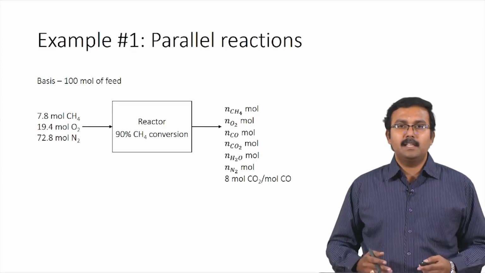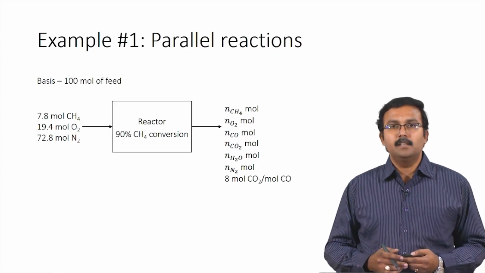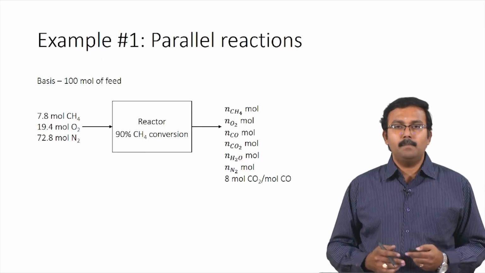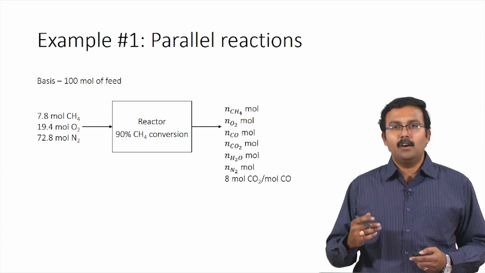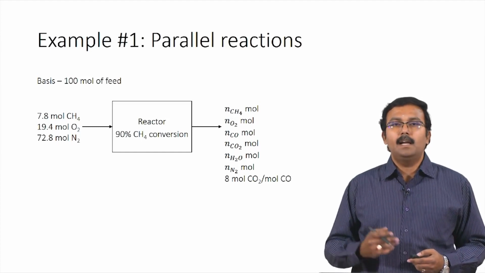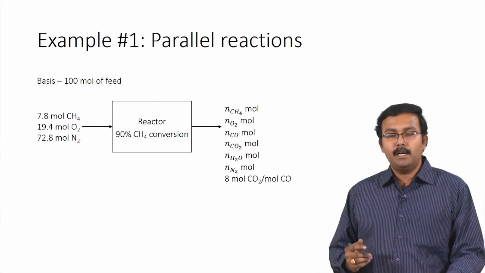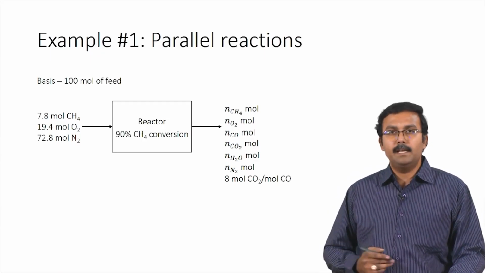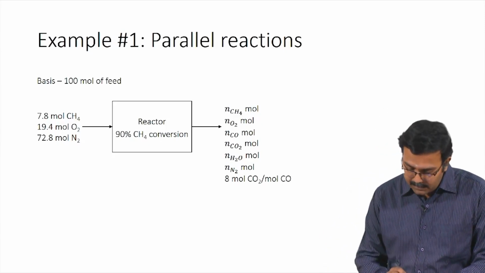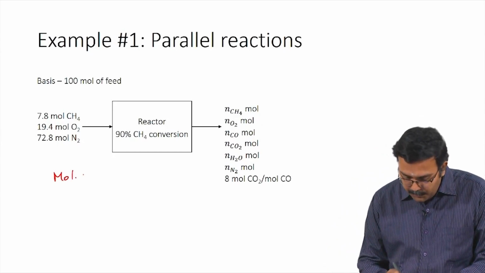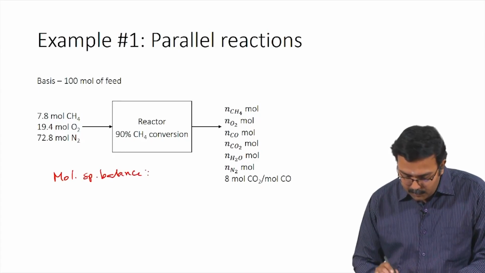So now that we have the selectivity, the composition of the feed stream and also the conversion, let us try to perform material balance calculations to get the number of moles of each component in the product stream and then calculate the molar composition of the product stream. The problem requires us to perform both molecular species balances and atomic species balances. Let us first start with the molecular species balance. So the molecular species balances can be written as follows.